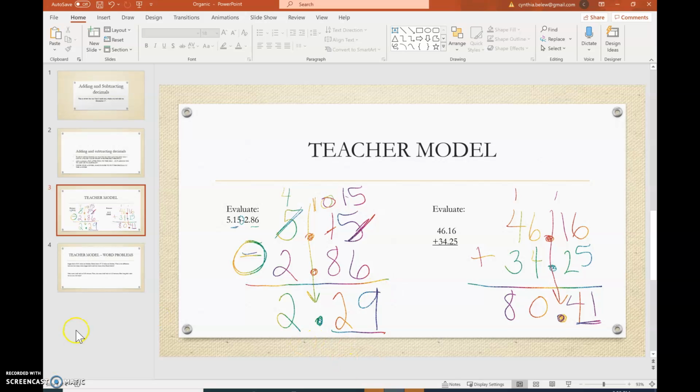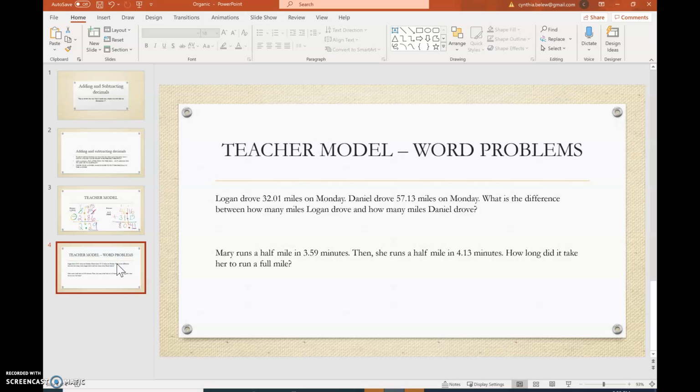Okay, now we're going to practice some word problems. It is very important that you start looking at word problems and looking for keywords. I like to write all in my word problems. Logan drove 32 1/100th of a mile on Monday. Daniel drove 57 13/100ths of a mile on Monday. What is the difference between how many miles Logan drove and how many miles Daniel drove?